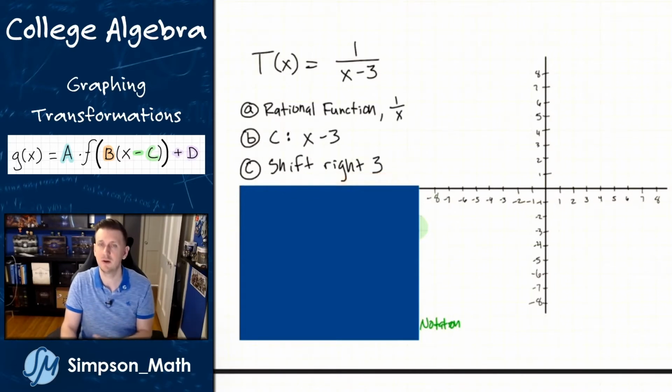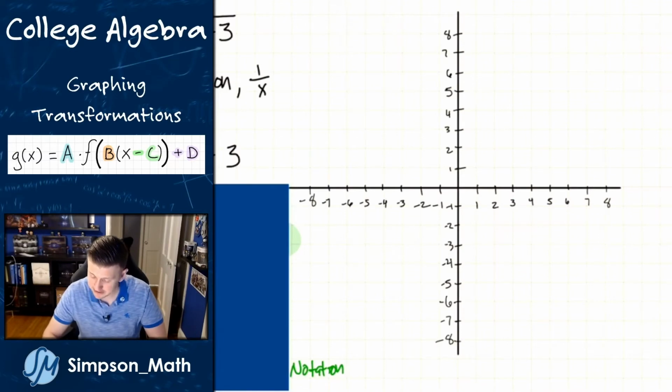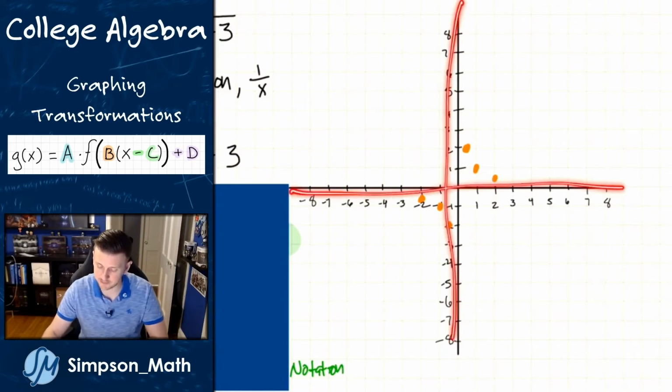End of story. All right, so now let's graph the 1 over x. So my parent function dots are (1/2, 2), (1, 1), (2, 1/2). And then on the other side, we have (-1/2, -2), (-1, -1), (-2, -1/2). Now, I do have the asymptotes right there.